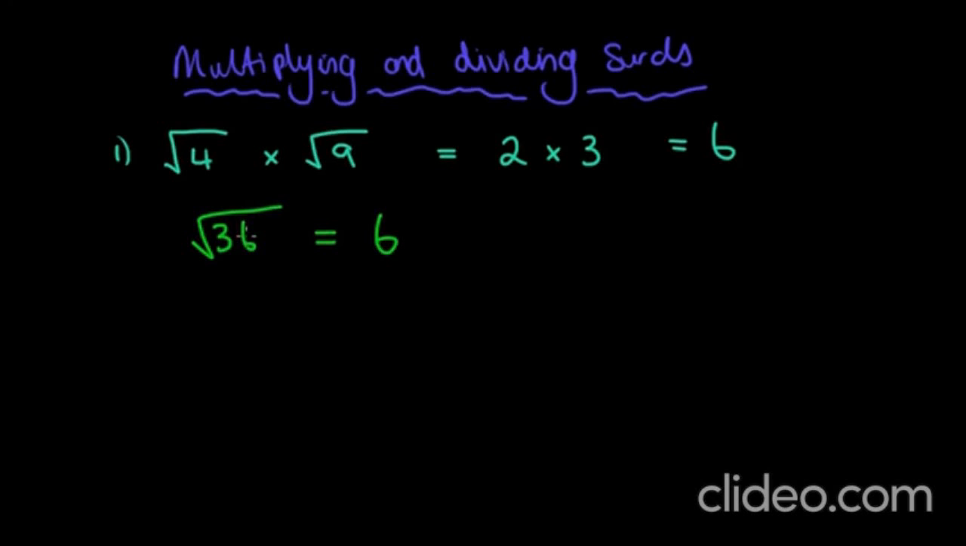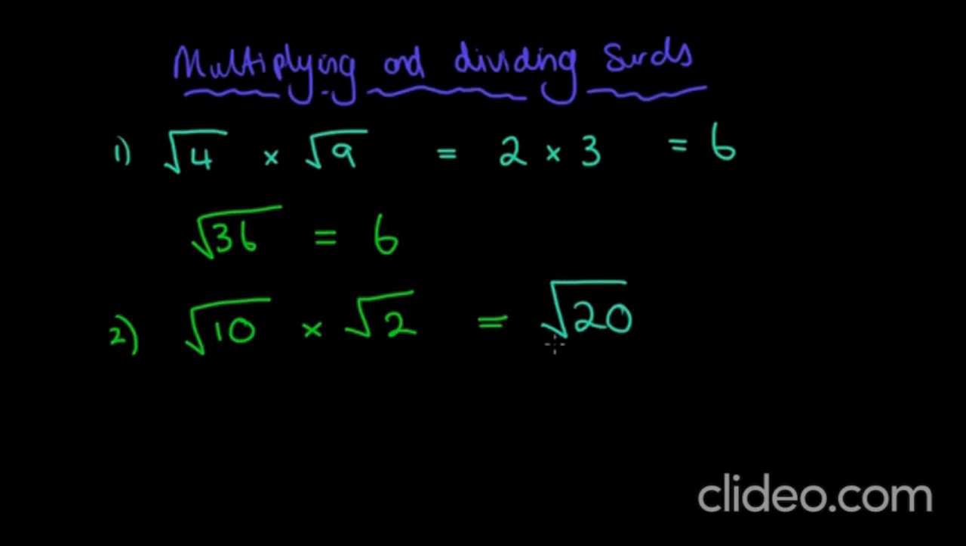Let's have a look into another example with irrational numbers. What are you going to do if you have irrational numbers which cannot be written as whole numbers? We cannot simply multiply these numbers separately. We have to first multiply them together, like root over 10 times root over 2. Let's multiply the numbers inside the square root. 10 times 2 is 20.